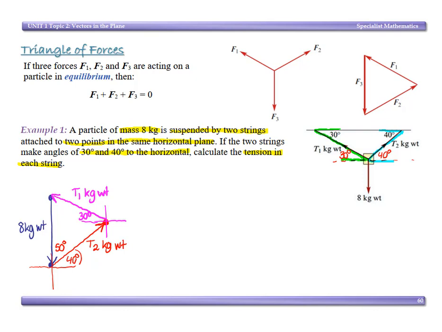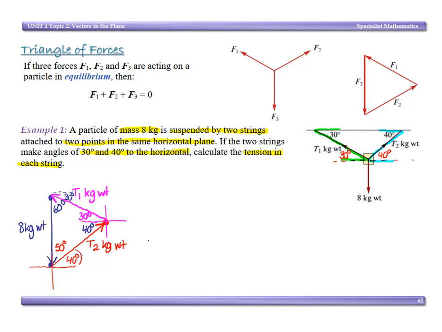Okay, let's draw in our other angles that we know. Because we have this 40 down here, we know that this is 40 here. We also know that this angle up here has to be 30, just using alternate angles. So that means this angle in here has to be 60 degrees. So now we have all our angles inside our triangle. We can work out what our tensions are using our sine rule.